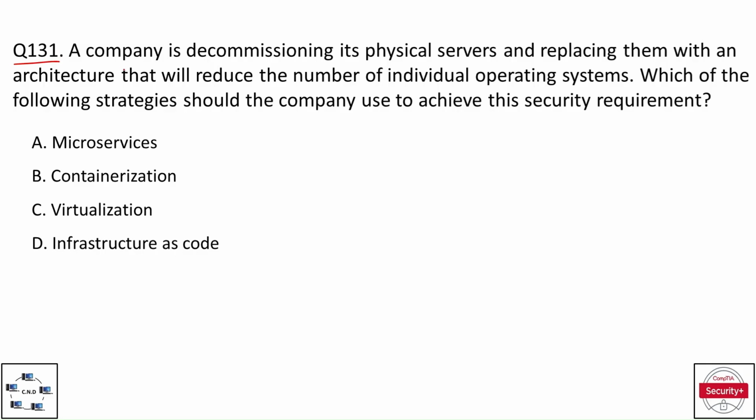Question number 131. A company is decommissioning its physical servers and replacing them with an architecture that will reduce the number of individual operating systems. Which of the following strategies should the company use to achieve these security requirements? And the options are option A, microservices, option B, containerization, option C, virtualization, and option D, infrastructure as code. And the correct option is option B, containerization.